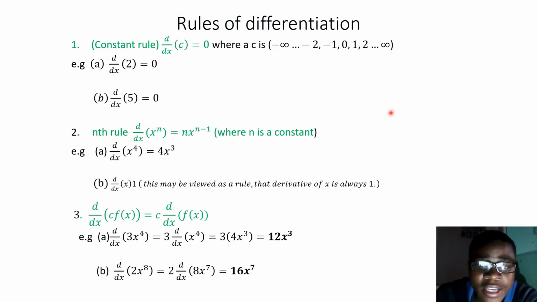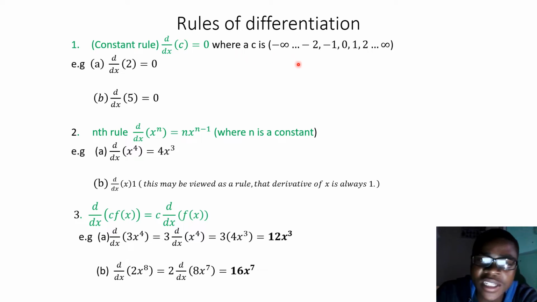Right, now we get into the meat. Our meat here is rules of differentiation that we're going to use to derive. Now, the first rule, we call it the constant rule. The constant rule says that whenever you have got the derivative of a constant, that is the same as 0.